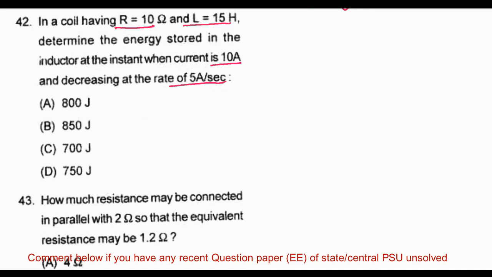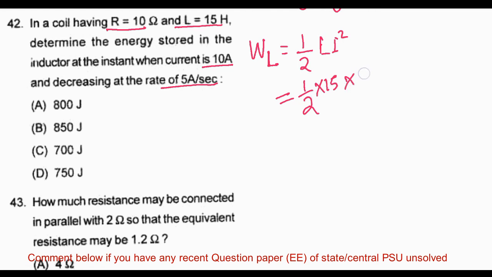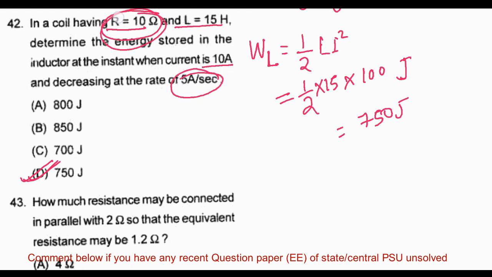The energy stored at the instant, WL, that is the energy of an inductor, is given by half L i square, and directly half, L is given to be 15 and I is 10, so 10 square is 100, and this will be 750 joule directly. We have no concern with the rate of change and resistance.